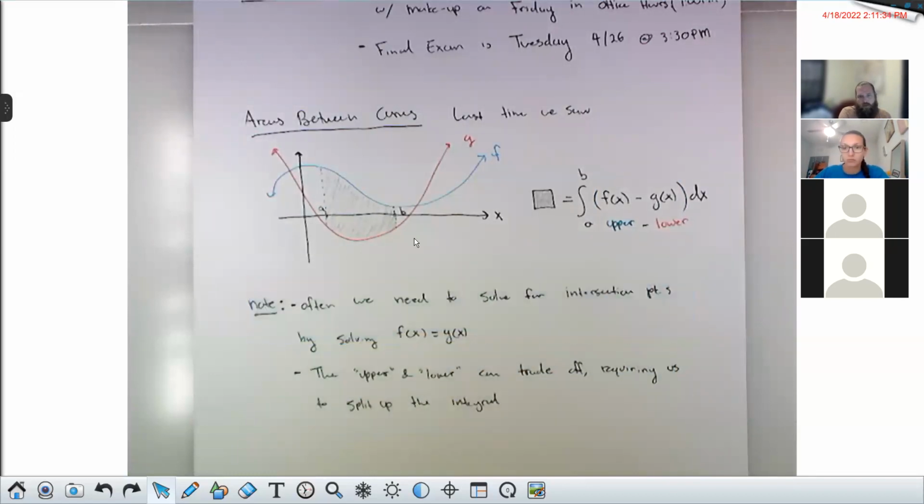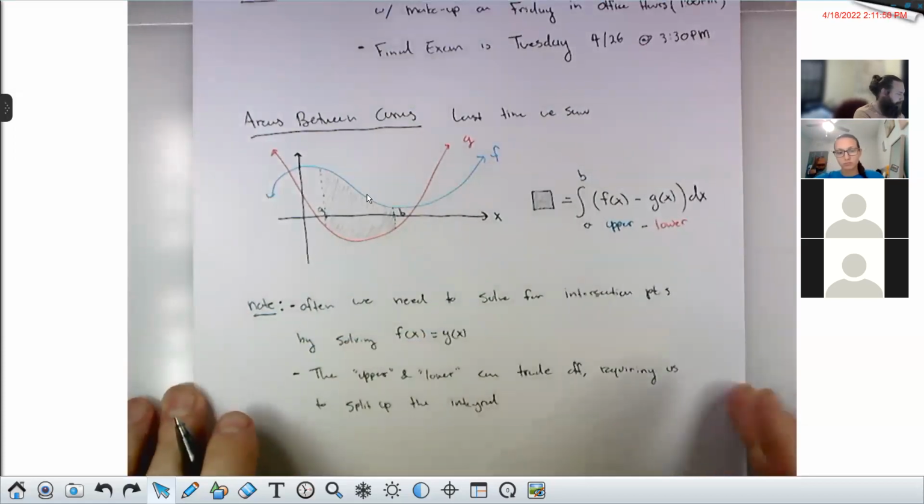You find the intersection points, sketch the region, figure out what area you're after, and then in each of the different sub-intervals where one is the upper and the other is the lower, you'll calculate a separate integral. Let me show you exactly what that looks like.